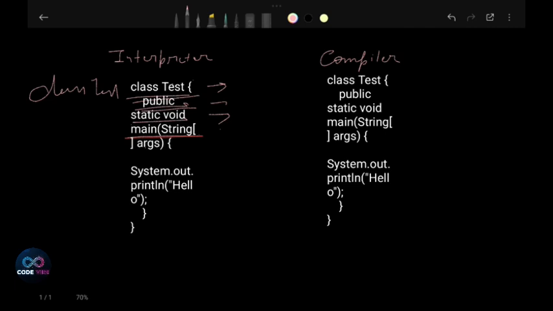And what does compiler do? Compiler checks the entire code first, that it does not contain any error. Like if there is a missing brace, then it will not compile at all. So compilers are fast due to this reason, and interpreters are slow.